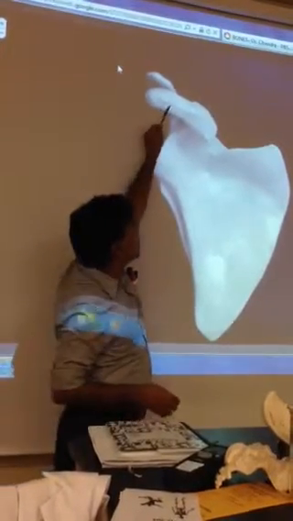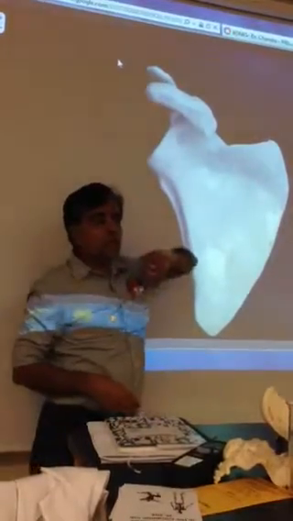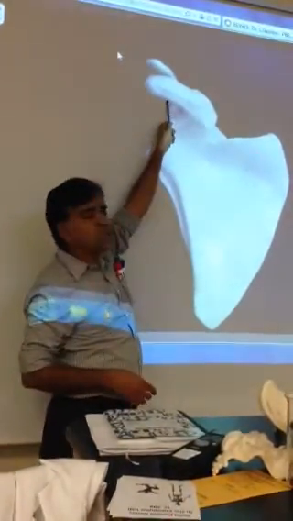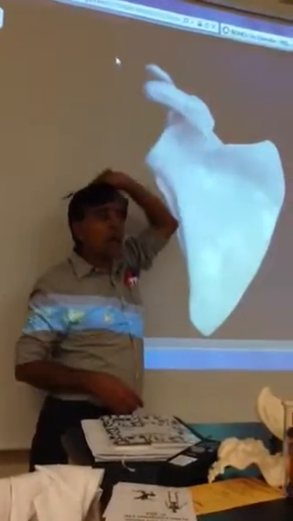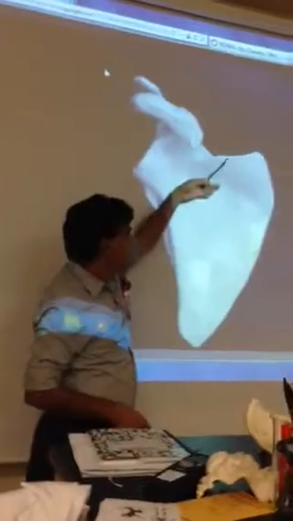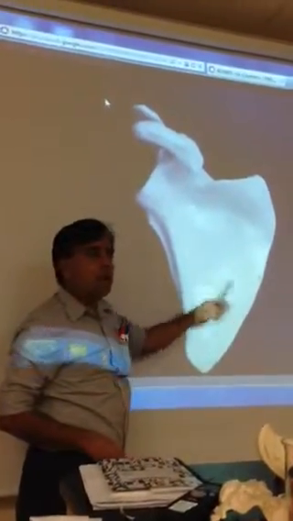And these are your processes, the acromion and coracoid process. What we are looking at is the coracoid process. The acromion process comes directly off of the spine. This fossa here is the subscapular fossa.